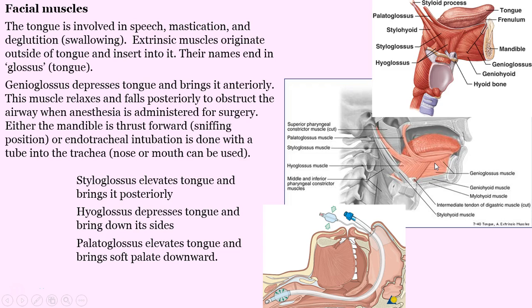Glossus means tongue. So when you see that word, think tongue. These are all extrinsic, meaning they originate outside the tongue. And this is the one that I mentioned. It drops back. And take a look at the lower diagram. The genioglossus is going to drop and block the airway, and so the trachea. And that's why we have a trach tube or endotracheal intubation is the full name.